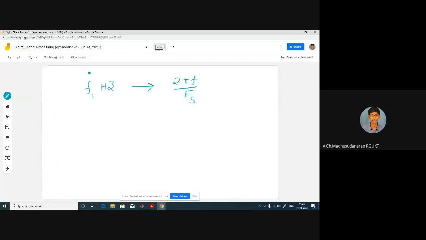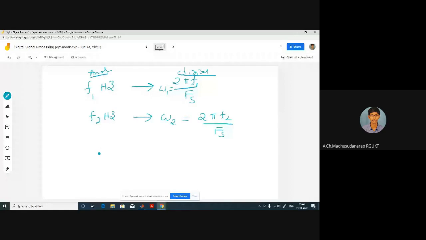This is my analog. This is my digital. Equivalent example, my F1 Hz analog signal. I am going to get a digital signal with this frequency. Omega 1 equals 2 pi F1 by Fs. Suppose my frequency is F2 Hz, analog frequency. Then what is my digital frequency? It's 2 pi F2 by Fs, right? That means there is some one-to-one relation between this one and this one. But there is some constraint which we are going to discuss deeply maybe after a few classes.